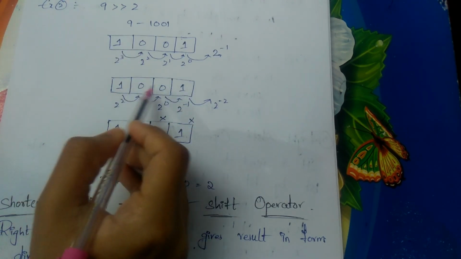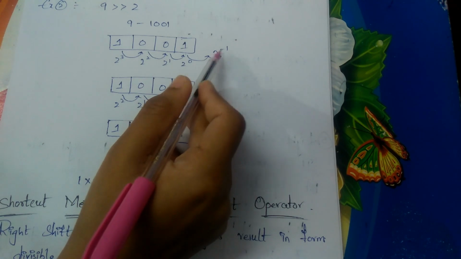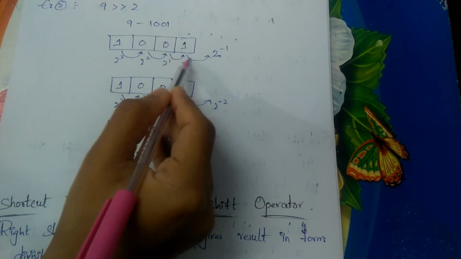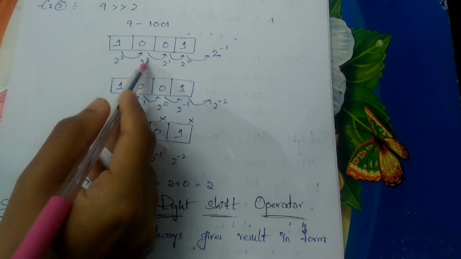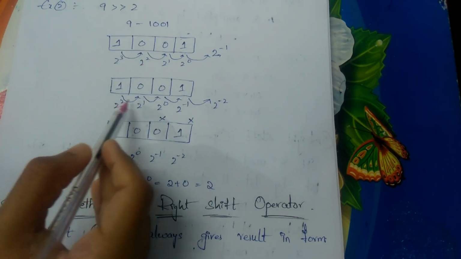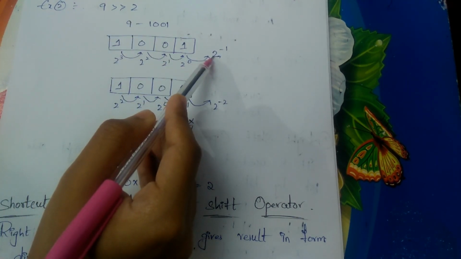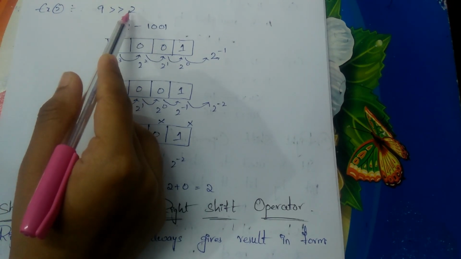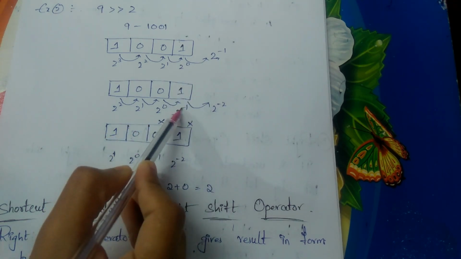So here 1001. Now for this 1, the place value is 2 power minus 1. For this 0 it is 2 power 0 because we shifted to the right side. Now for this 0 it is 2 power 1, and for 1 it is 2 square. Now again we have to shift, because only one time we have shifted onto the right side, but it is right shift operator 2, nothing but 2 times we have to do. So one time is already completed, and one more time we have to shift.